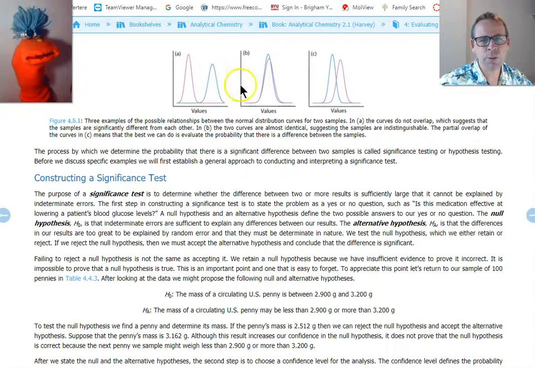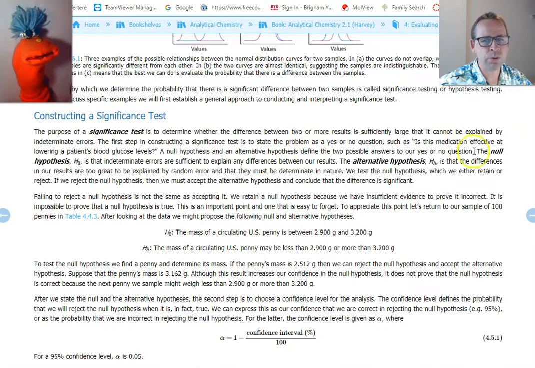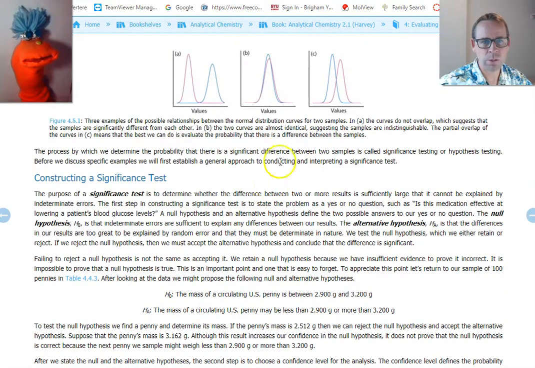But it determines what kind of significance test you use, okay? And in this significance testing, we have two different tools. One we call the null hypothesis, and the other we call the alternative hypothesis. The null hypothesis is basically that the indeterminate errors are sufficient to explain the differences. Or in other words, these two differences are not significant. All right, the differences are not significant. And that's the null hypothesis.